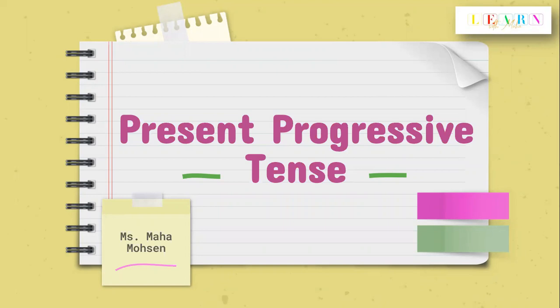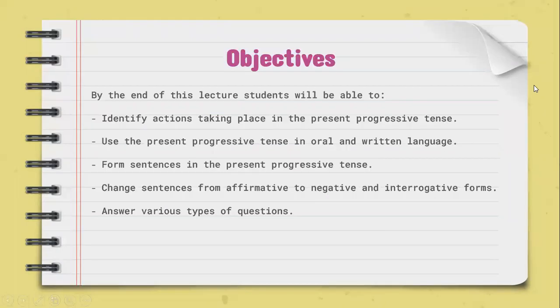In this lecture, we're taking a new grammar lesson entitled the present progressive tense. What are the objectives for this lecture? By the end of this lecture, you will be able to identify actions taking place in the present progressive tense. You'll also be able to use the present progressive tense in oral and written language, form sentences in the present progressive tense, change sentences from affirmative to negative and interrogative forms, and answer various types of questions.